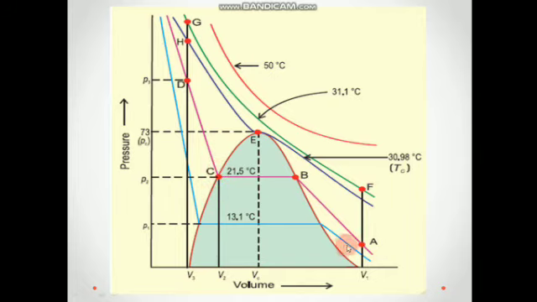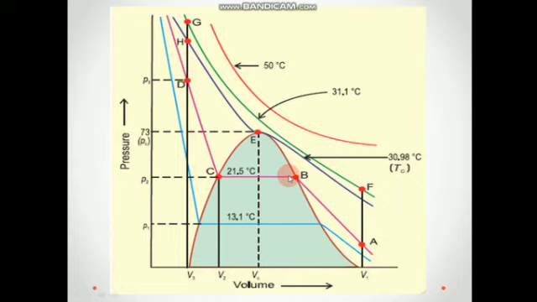So again here you can see one more experiment at 13.1 degrees Celsius. Again he is decreasing the temperature and doing the same experiment. There also you can see at this point the conversion of gaseous form to liquid form starts, and throughout this the gaseous and liquid form coexist. Or inside this dome you can see both liquid form and gaseous form together.